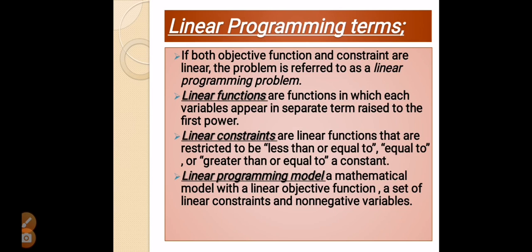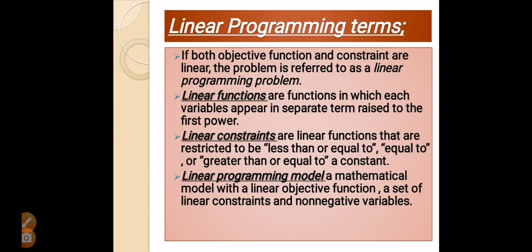Linear functions are functions in which each variable appears in a separate term raised to the first power. It is a straight line, and if we know the coordinates of two points, we can graph the line. A function f defined by f(x) = ax + b, where a and b are real numbers. Linear constraints are linear functions that are restricted to be less than or equal to, or greater than or equal to, a constant.